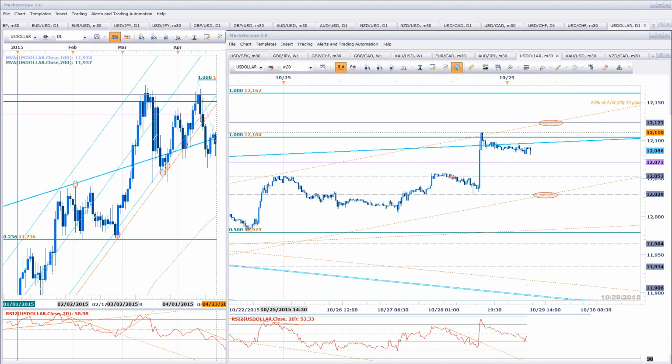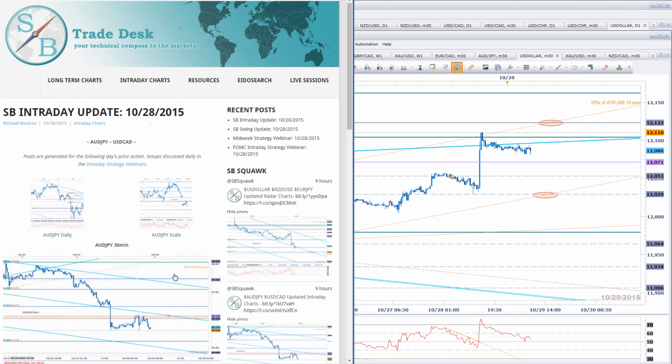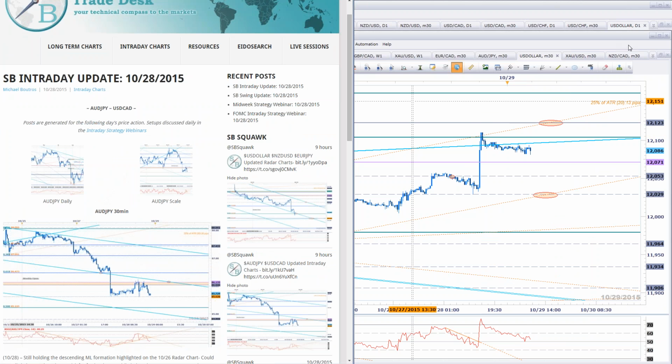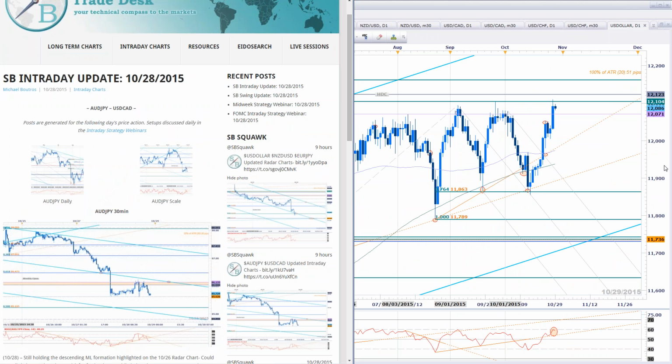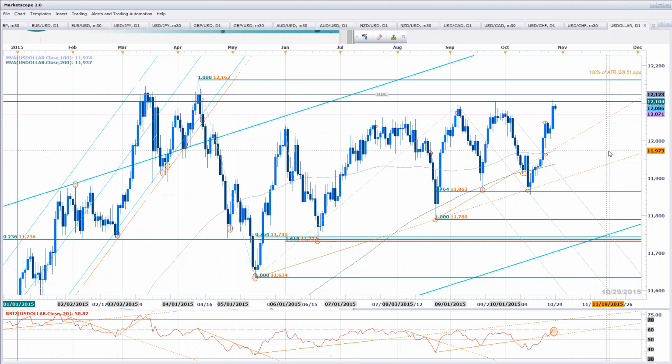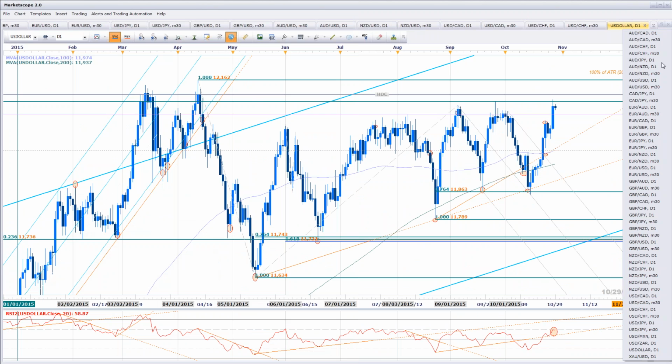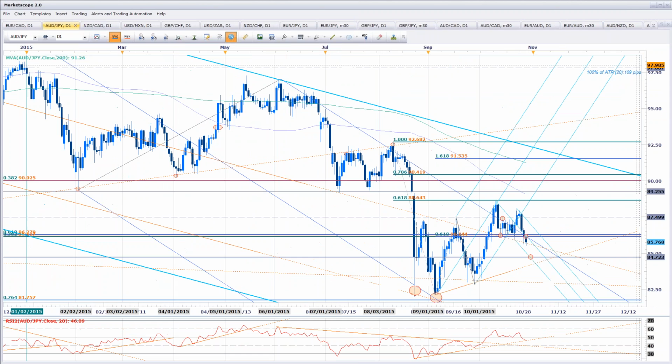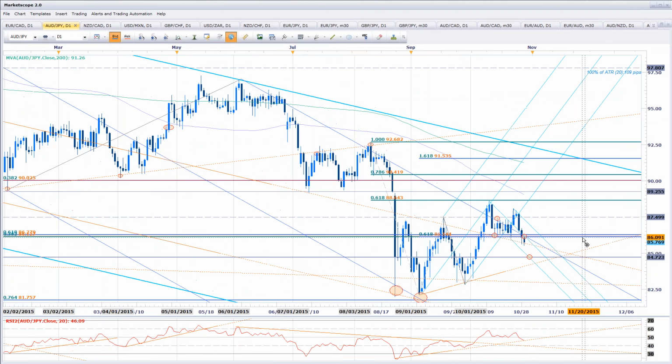All right, let's jump right into the report. So first things first, Aussie yen. Really interesting setup. We highlighted this on the radar charts early in the week. Aussie yen was coming into a major area of influence, largely the confluence there of trendline resistance, or former trendline support rather, now resistance, and then those swing highs from September that we started off the weekend.